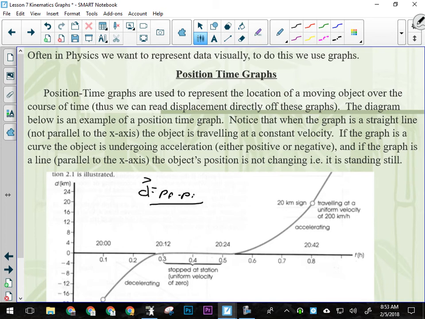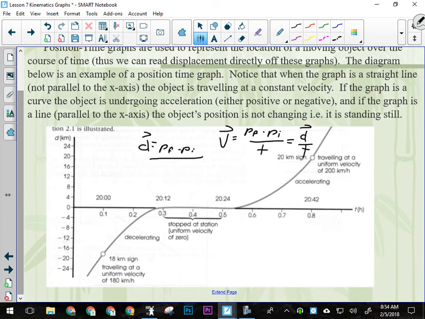Okay. We should be able to, because velocity is the change in position over time. In other words, displacement over time. Right. So we should be able to calculate those things from this graph. Okay, looking at this graph, in this first section the line is straight. It says there on the graph that it's traveling at a constant velocity of 180 kilometers per hour.